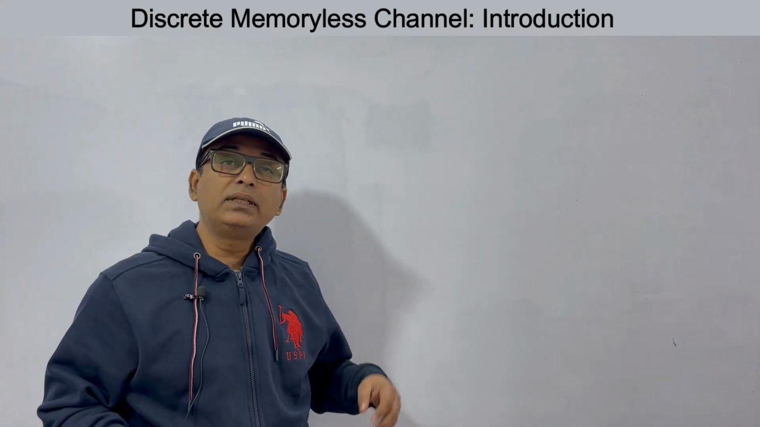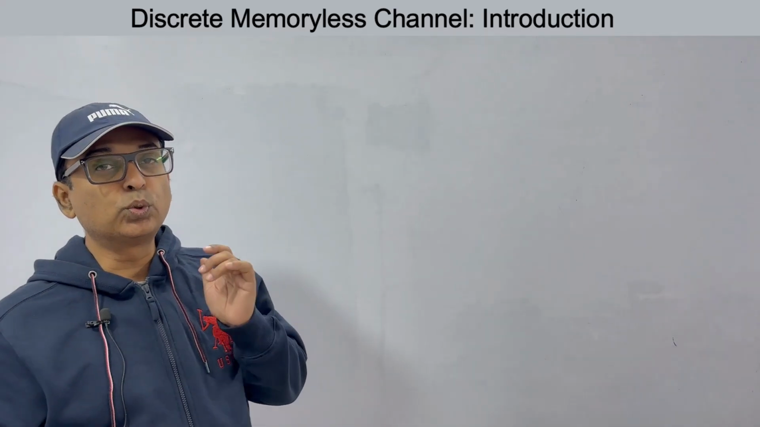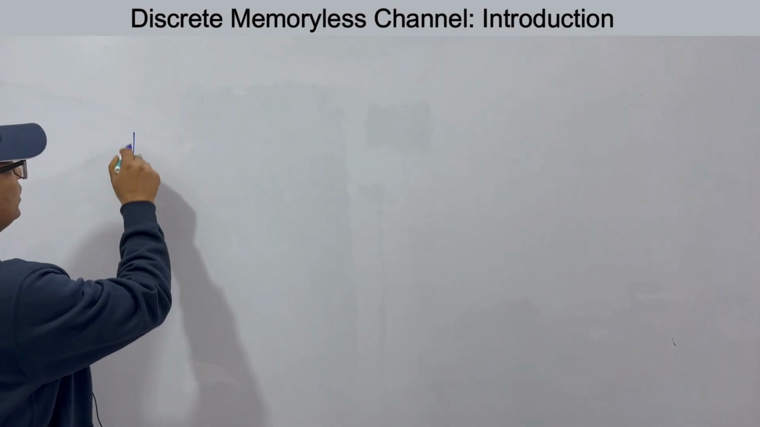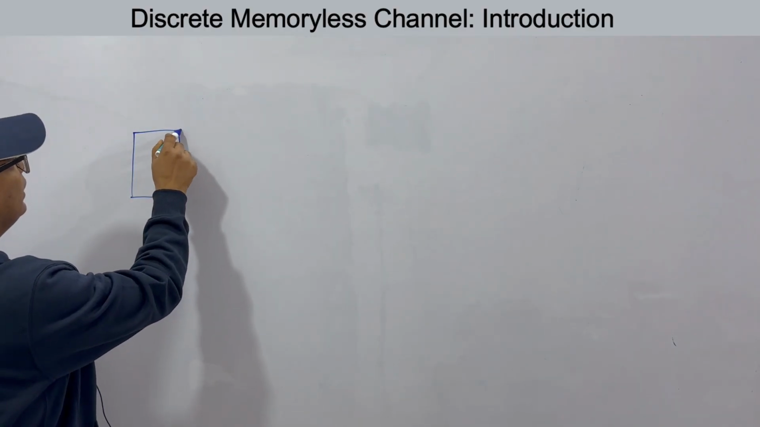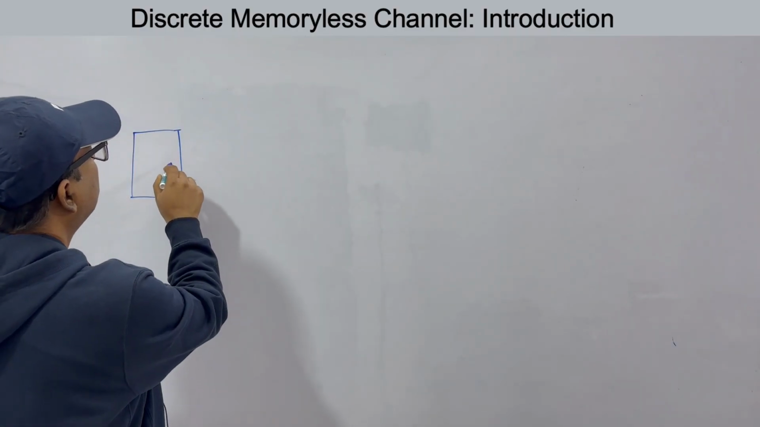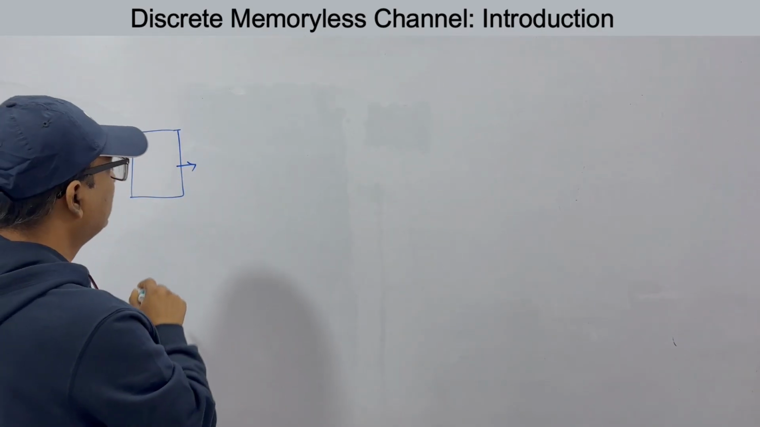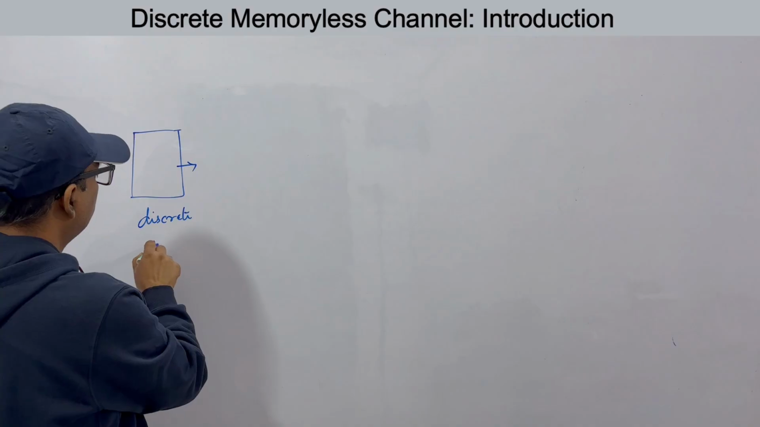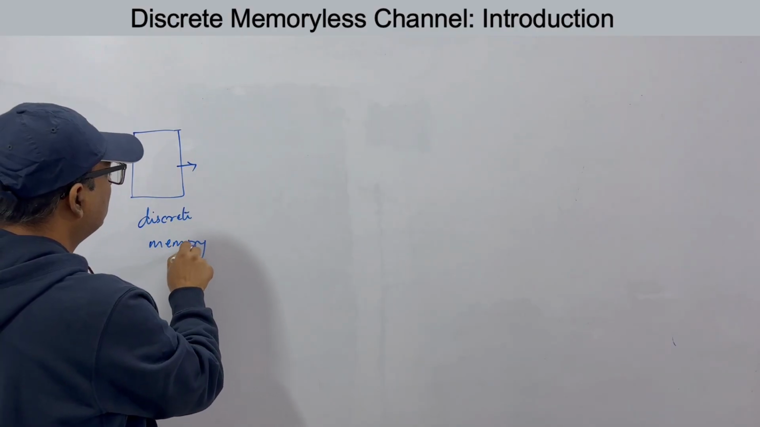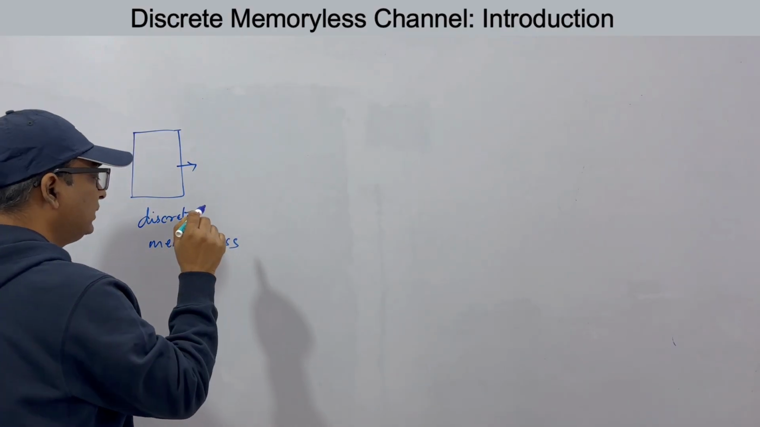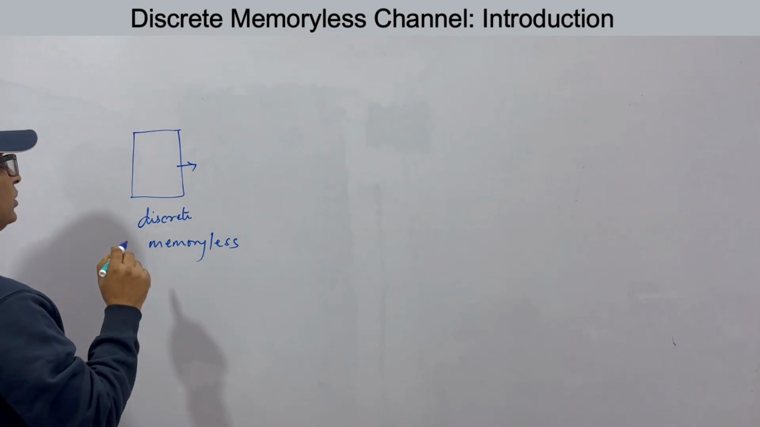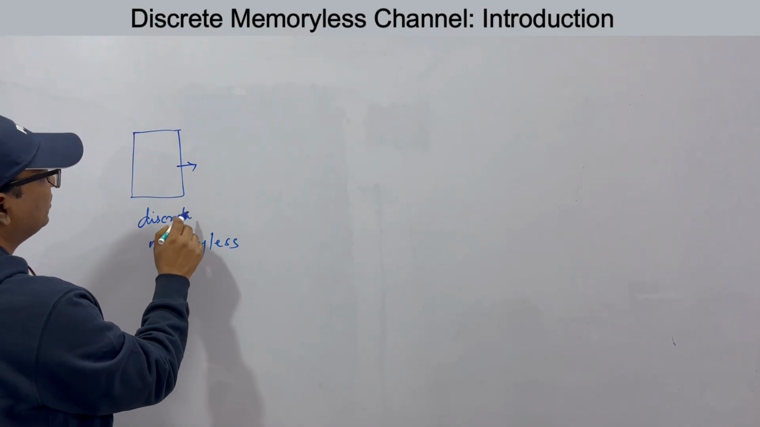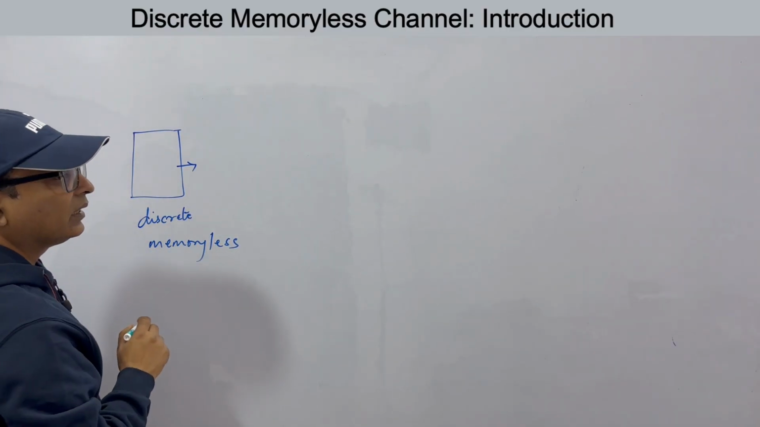Up till now, we have seen discrete memoryless source, that is a source which emits discrete messages. This we have seen. Okay, so this is a discrete memoryless source. What is the meaning of discrete? See, these terms are very important. You'll have to understand these terms. What is the meaning of discrete? That it is not continuous.